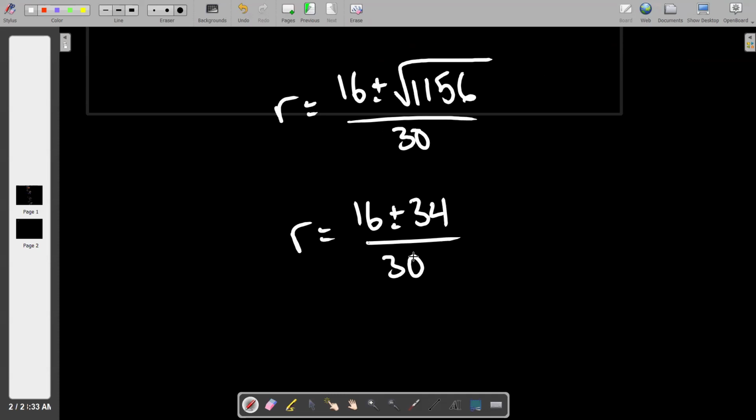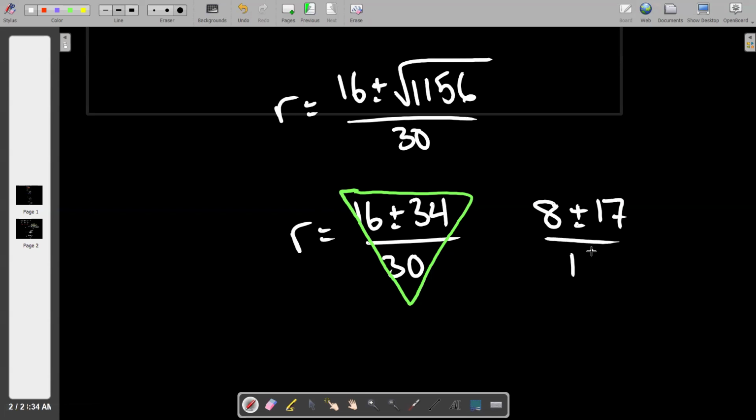You want to reduce all the numbers right now? That's fine. So that was what I was showing you about 10 or 15 minutes ago, is you can take all 3 of these numbers and divide them all by the same amount right now. The best you're going to do here is 2. So there's really not a lot going on here, but it does wind up becoming 8 plus or minus 17 all over 15.